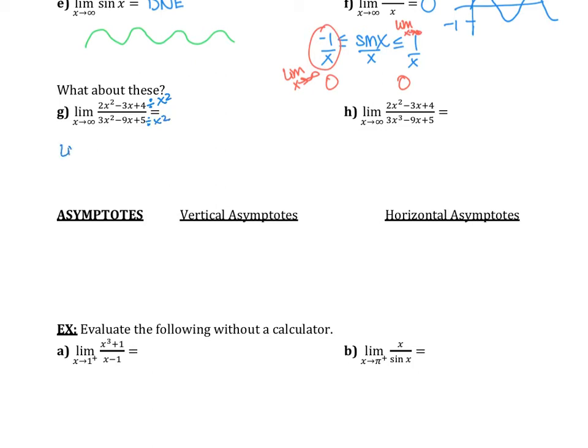So we get the limit as x approaches infinity of 2 minus 3 over x plus 4 over x squared over 3 minus 9 over x plus 5 over x squared. And if I take the limit as x approaches infinity of all of this, think about what's happening here. This limit is going towards 0, and this limit is going towards 0, and this limit is going towards 0, and this limit is going towards 0. So in the end, my limit here as x approaches infinity is just 2/3.